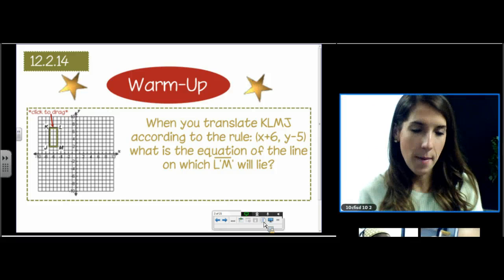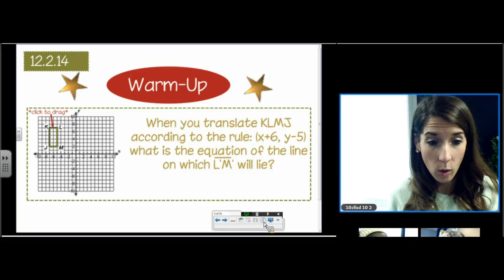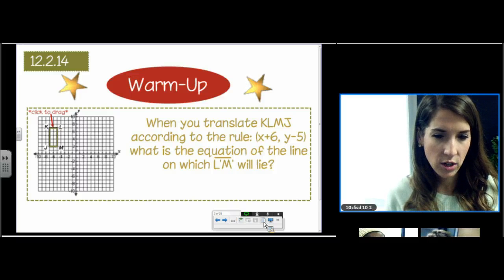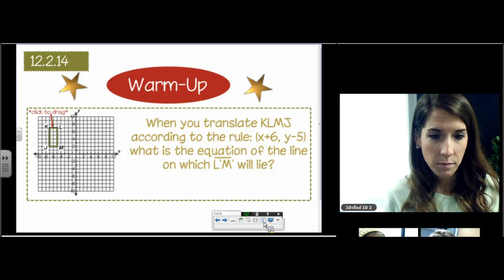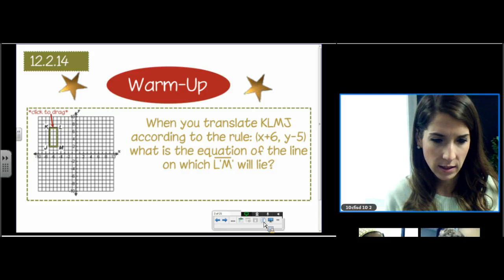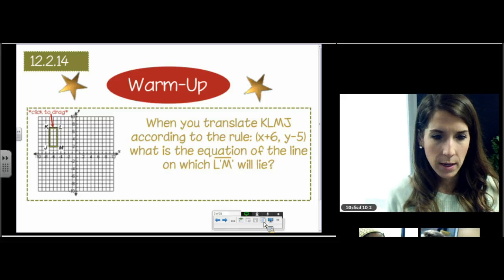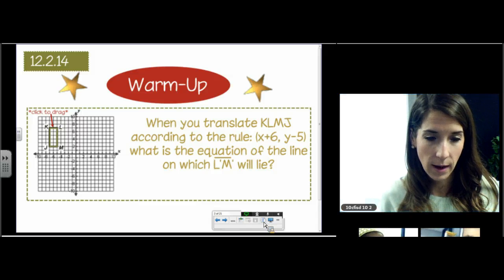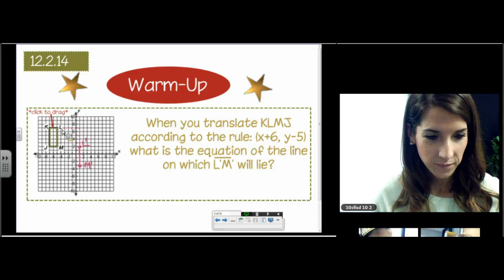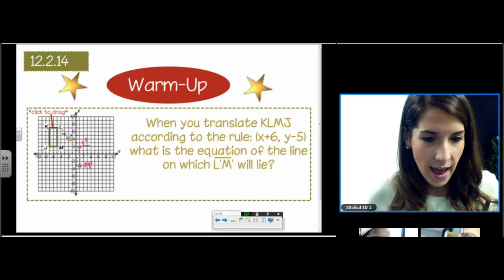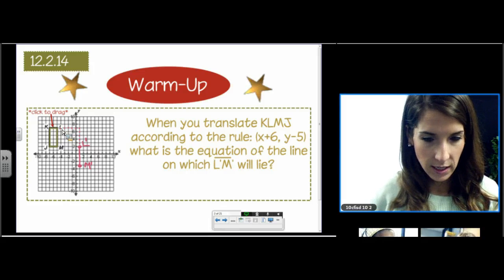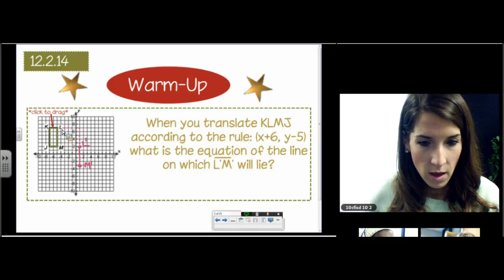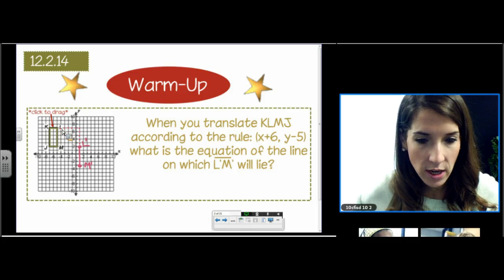So really, we're not worried about translating the whole quadrilateral, or rectangle rather, right? All we care about really is translating LM, because that's what we care about where it lands, right? So we're going to take LM and we're going to go to the right 6 and down 5. So I translated LM for you guys to get L prime M prime. And now we need to write the equation of the line.